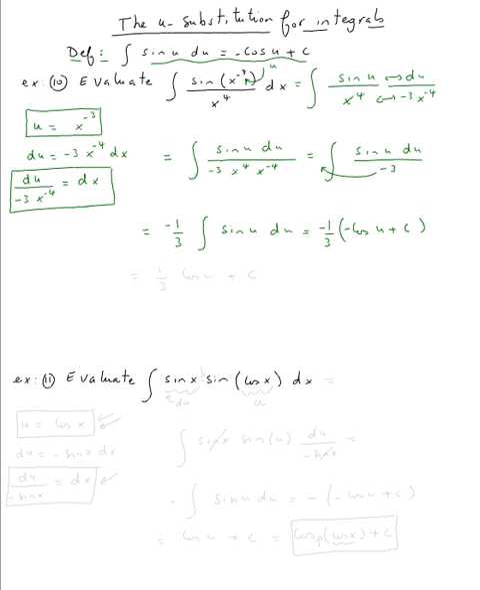So this will be equal to, negative times negative is positive, so 1 over 3 cosine of u plus some constant. Okay, what constant? Even if you multiply a constant by negative 1/3, it's still a constant. So plus a c.